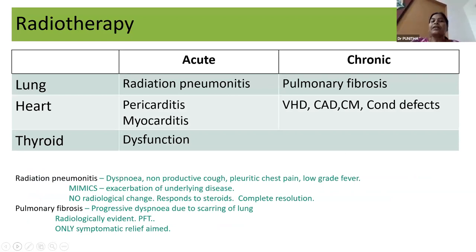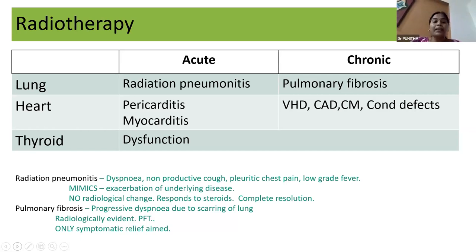Coming to the radiotherapy-induced lung injury, the primary breast cancer patients usually don't receive radiation before the surgery. But when they present later with a recurrent disease or when they come for reconstruction surgeries, then we have to look for the effects of radiation. So the acute effect of radiotherapy in the lung is radiation pneumonitis. It usually presents within weeks.